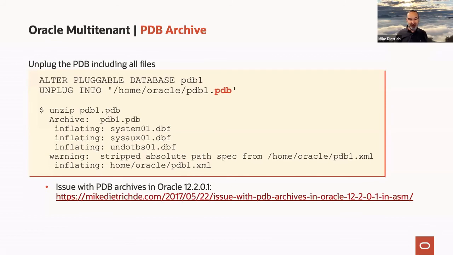And if you look into it, the good thing is, here in this case, I have system, sysaux, undo tablespace, nothing more in my PDB, it was just a test PDB, but I have also the XML file. So everything is together, nothing is lost. Just be aware, there were issues with archives in 12.2.0.1 in ASM. And I had one customer who reported also a similar issue on Windows, which is bad because if you can't plug back in, or if a file is missing, that's not so cool. So if this is your technique, try this in test before. And if you're happy and everything works well, then you can use that in production as well.